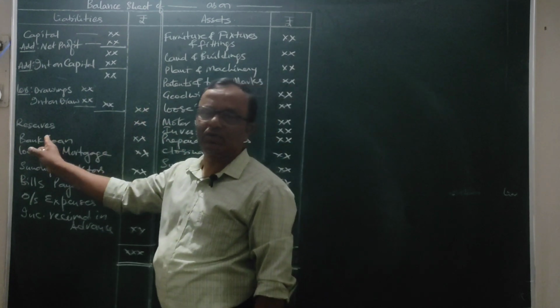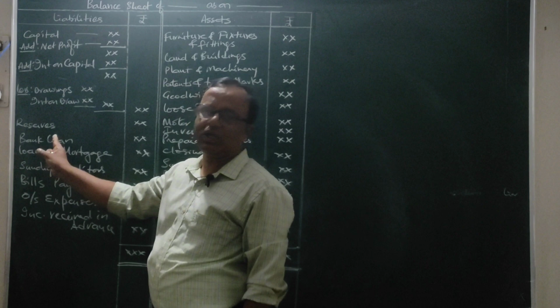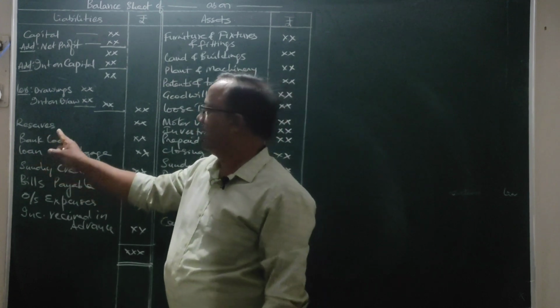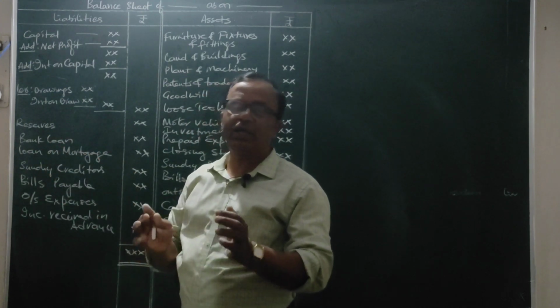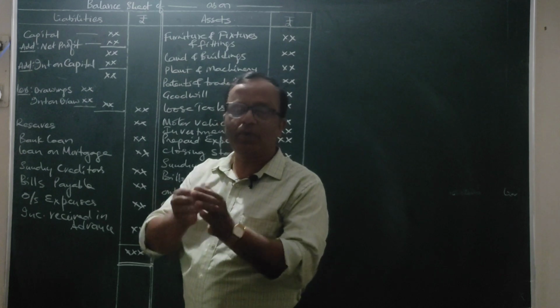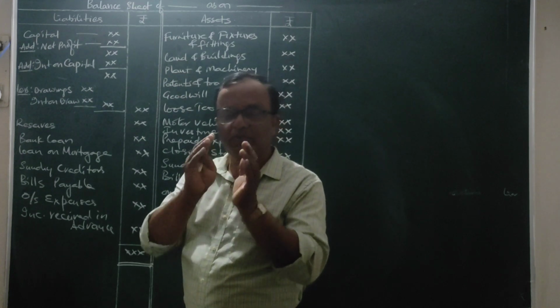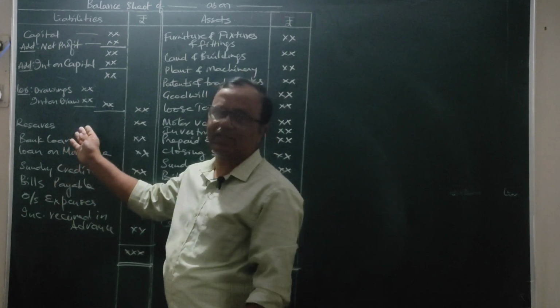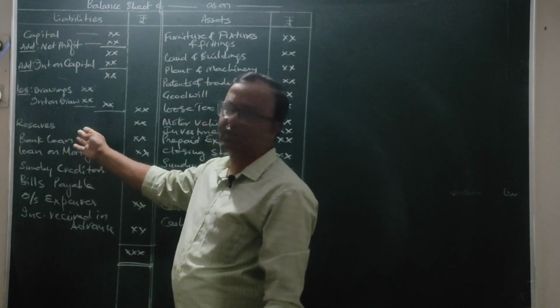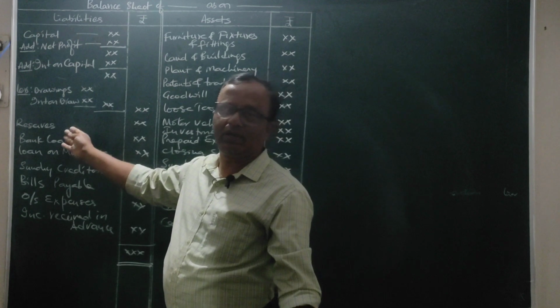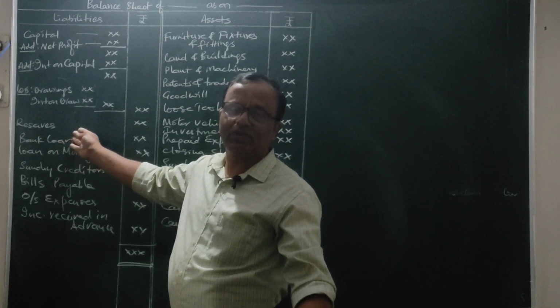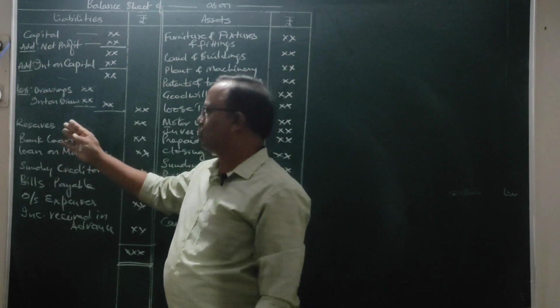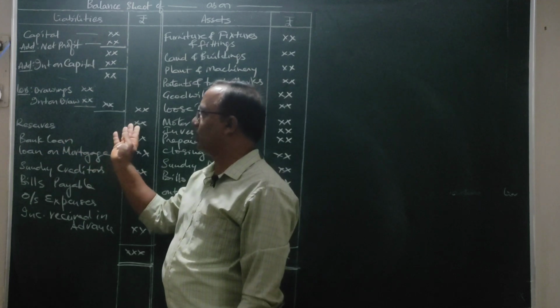Then again, reserves. Reserves are nothing but appropriations of the profits. After getting the net profit, a part of the profit is retained in the business for some specific purpose or for some future use. That we will call the reserves. Just like general reserve, dividend equalization reserve, there are many other reserves. Whatever reserve comes, those reserves we are going to take up here.